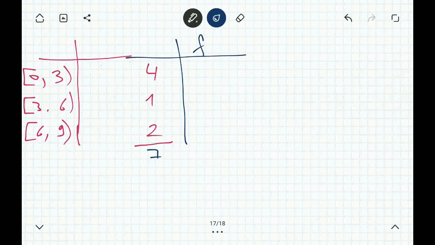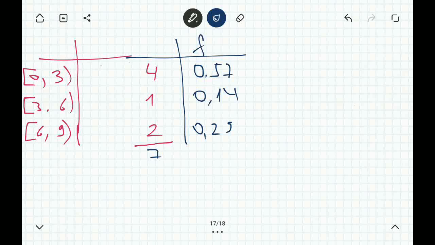Now I can find the relative frequencies. 4 over 7 is 0.57. And 1 over 7 is something like 0.15. Okay, 0.14. And 2 over 7 is 0.29. They are rounded up. They are not exact.